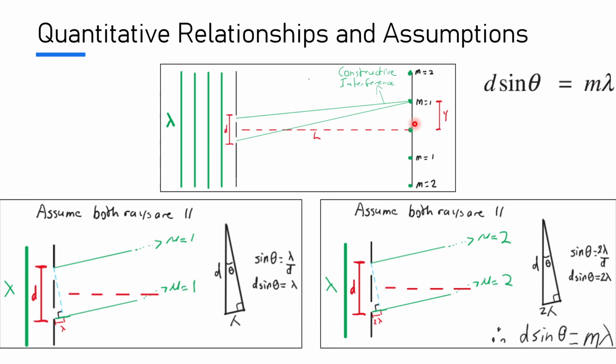So what that means is I can use a trig function to say that sine theta is equal to lambda on D, or that D times sine theta is equal to lambda, which is pretty similar to the actual formula that we have in our data sheet. But it's also got this m feature in here as well.